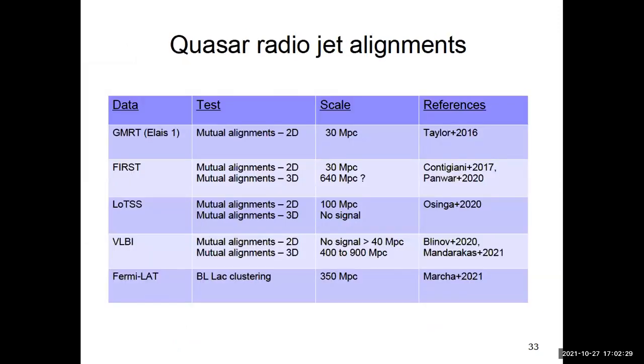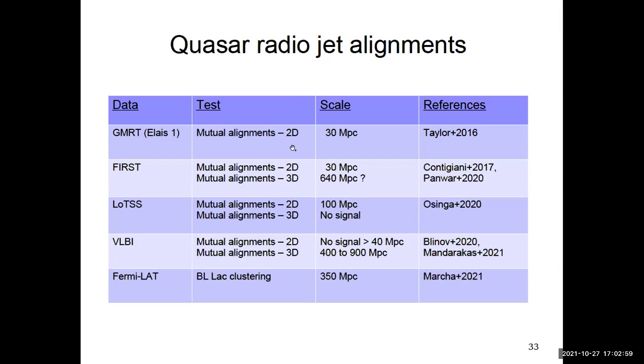And very recently, several groups have investigated the alignment of radio jets. So we have here the data set, the tests which were used, sometimes in 2D or 3D. In many cases, the redshifts are not known. And when the redshifts are known, this can be done in a three-dimensional analysis, but then the samples are smaller.